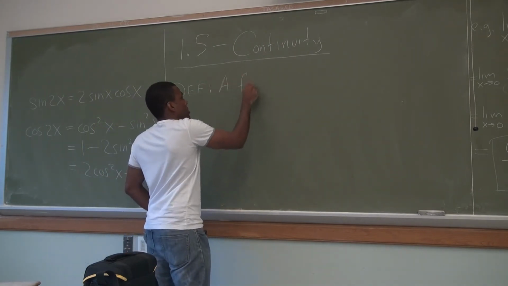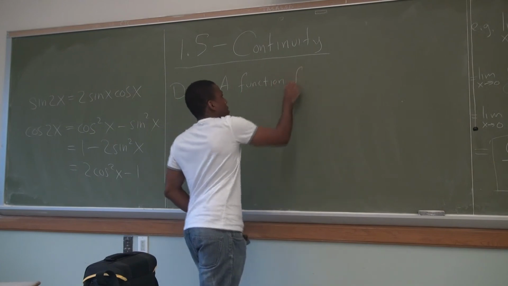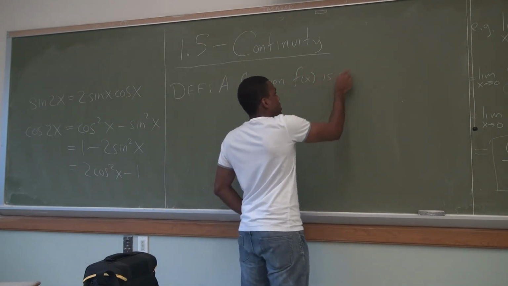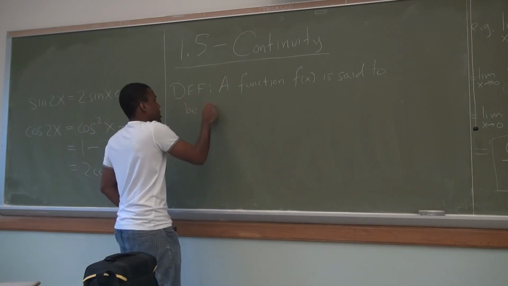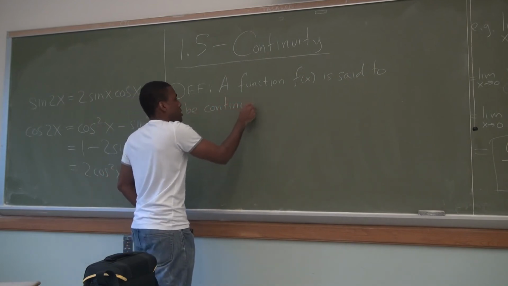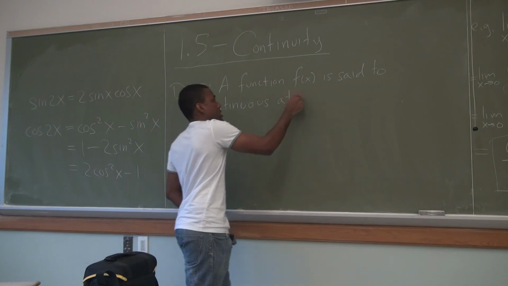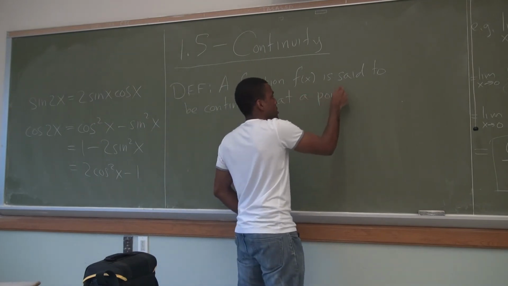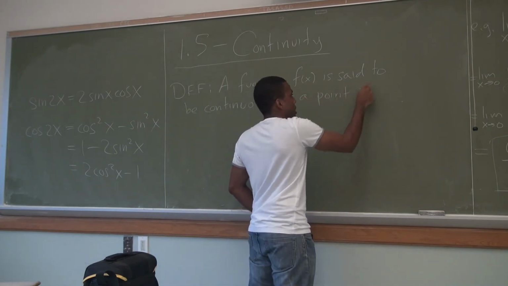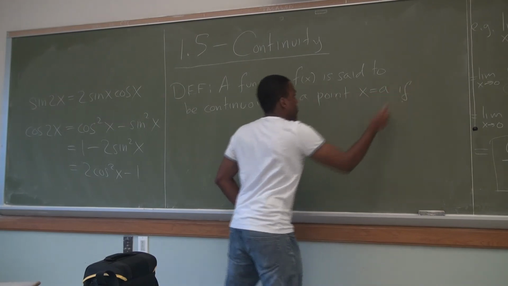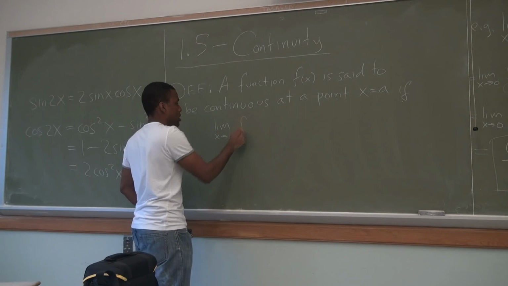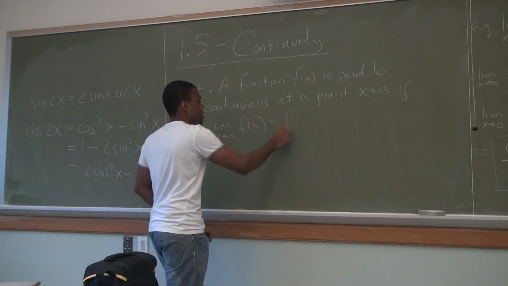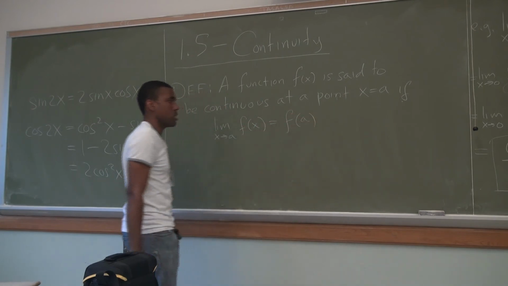A function f of x is said to be continuous at a point x equals a if the limit as x approaches a of f of x is actually equal to f of a. That's that. We've seen this before.